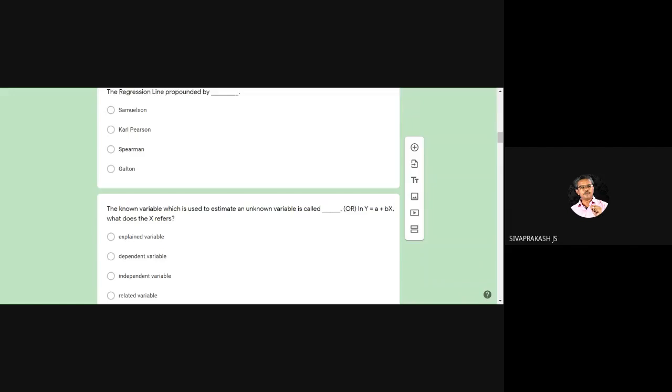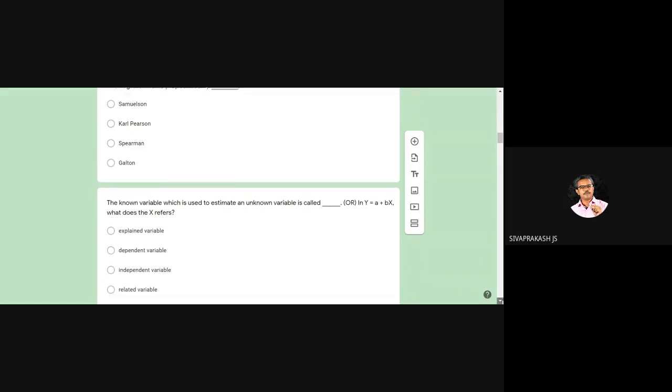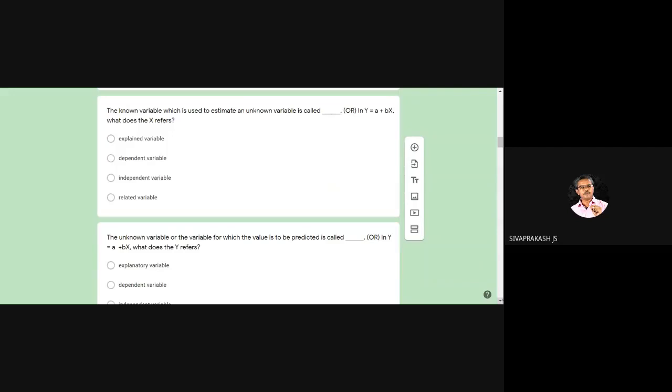Galton. Good. Next. The known variable which is used to estimate an unknown variable is called dash. There is also another question. In y is equal to a plus bx, what does the x refer to? There are two questions meaning one. Is that dependent variable or independent variable?